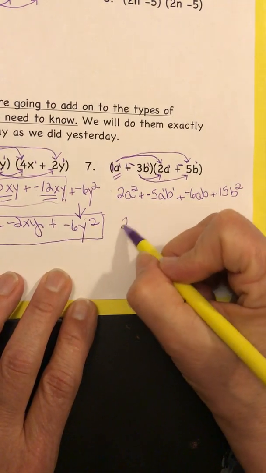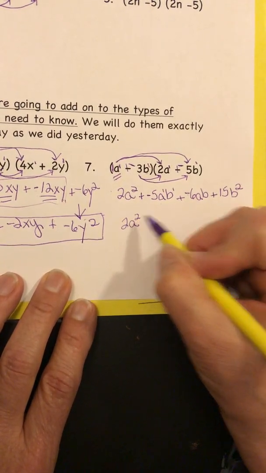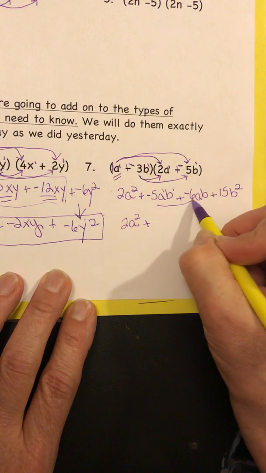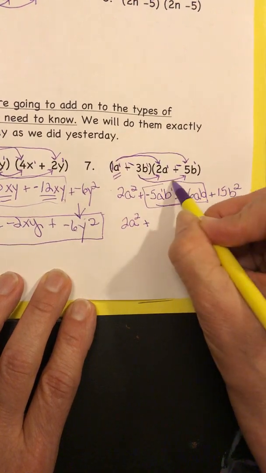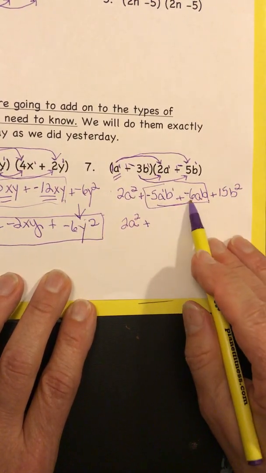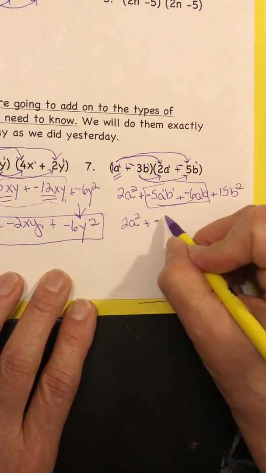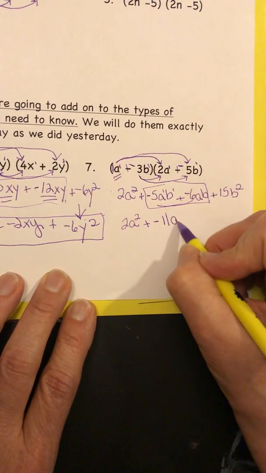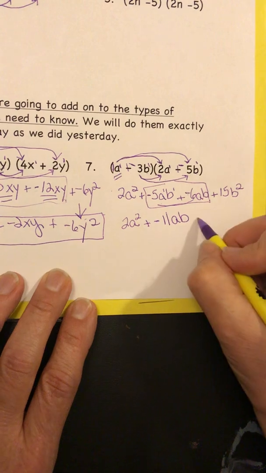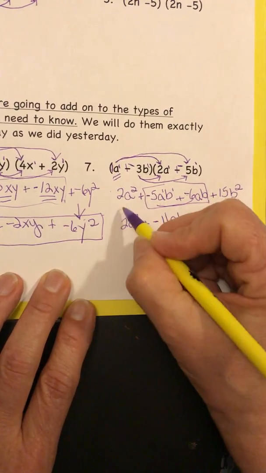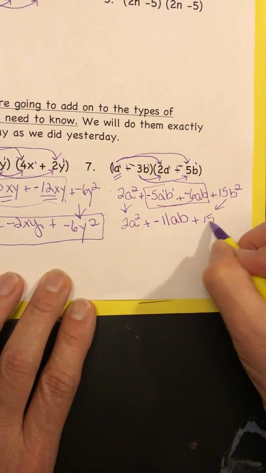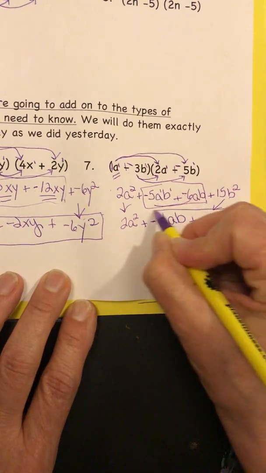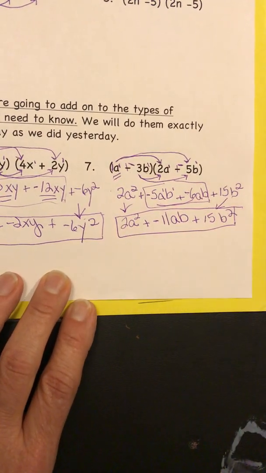So I bring down my first monomial. I add my like terms. Negative 5 plus a negative 6 is a negative 11. Then I just use the AB plus, and then I bring down 15b squared. Nice. Okay, great job.